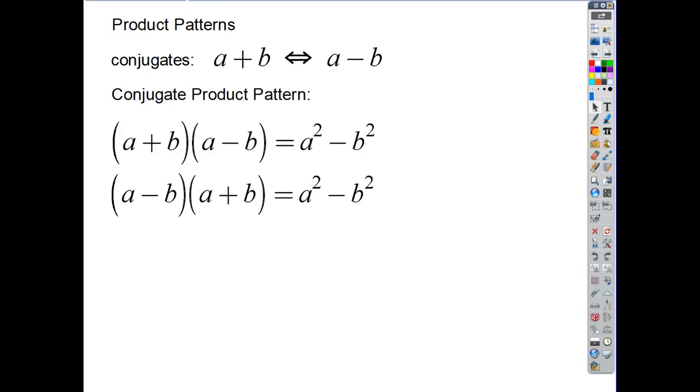Here we go. Okay, so today we're going to look at product patterns. So think where this is. Let's put this in context, right? We've been talking polynomials. Last time we talked about new stuff. A few days back, we talked about what it is to be a polynomial. We talked about how to add, subtract, and multiply polynomials.